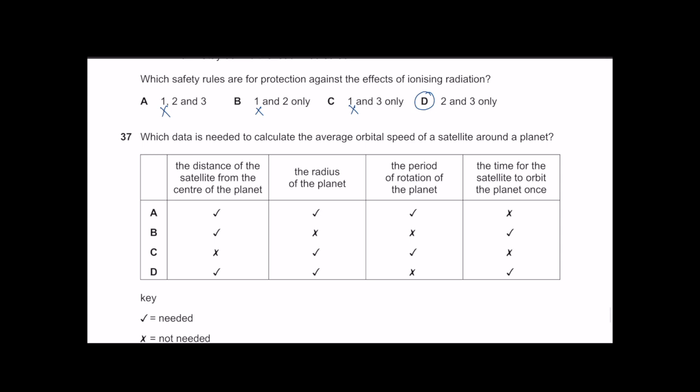In question 37, which data is needed to calculate the average orbital speed of a satellite around a planet?